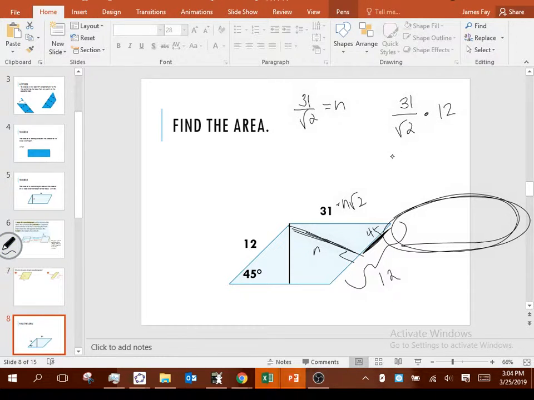So I think we said that was 372 over root 2, right? Rationalize that, multiply by root 2 over root 2. 372 root 2 over 2. What's 372 divided by 2? 186. So it does work out using the other altitude and other base. I just don't think it's easy to see that other altitude and other base. Okay?